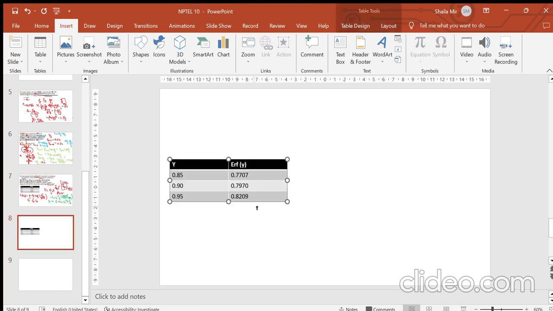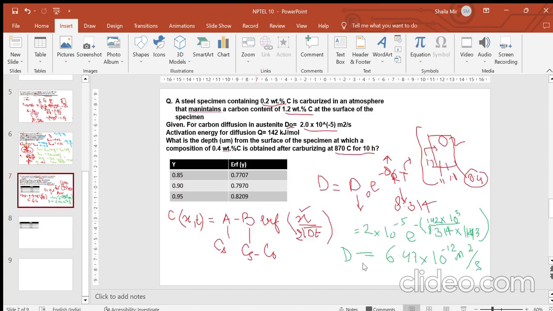Okay, so now you know the value of D. Now in this equation we have the value of D, we know the value of time, we just have to calculate X, and we know the value of C at a constant, at a depth of X at a time T, so that is 0.4 for us. So how will we do that?